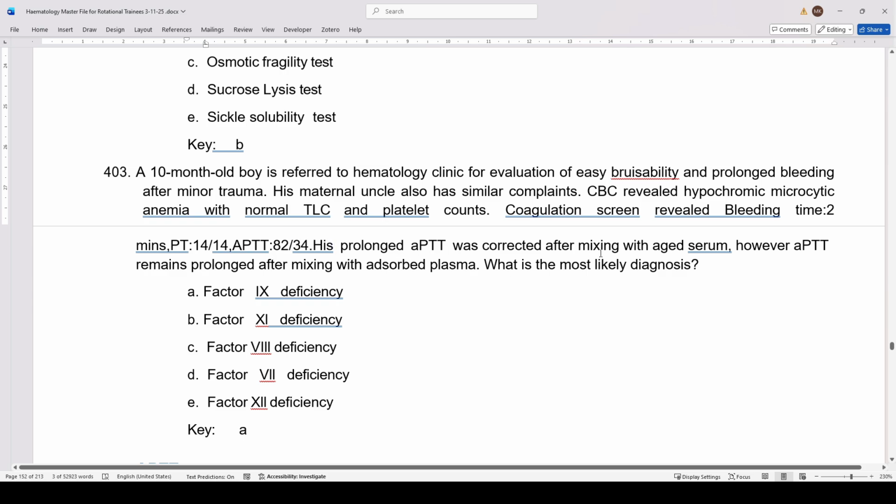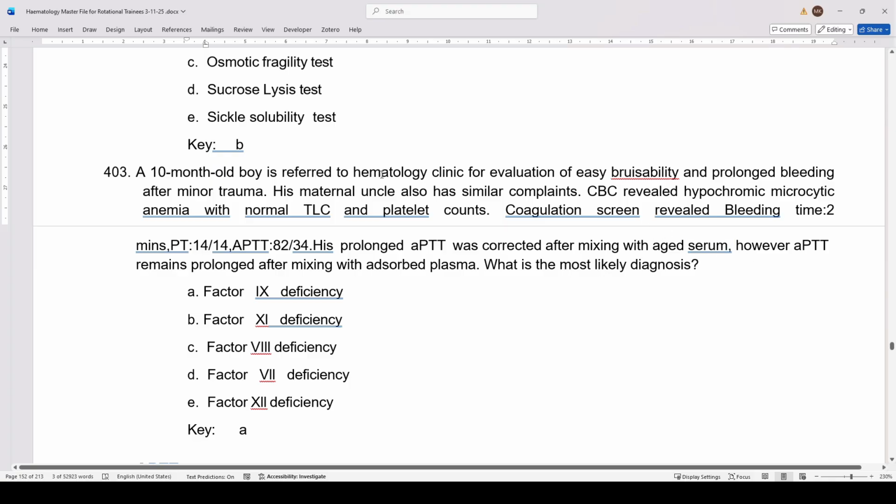His prolonged APTT was corrected after mixing with the aged serum. Okay, so aged serum, last time we discussed, we have aged serum, aged plasma, and adsorbed plasma. So this is corrected by aged serum. However, APTT remains prolonged after mixing with the adsorbed plasma. So adsorbed plasma contains what? Adsorbed plasma corrects factor 5, factor 8, and it also corrects fibrinogen deficiency, and it corrects 11 and 12 both. So it is not corrected by adsorbed plasma, so it is not factor 5 and factor 8, and it is also not factor 11, factor 12. So it is corrected by aged serum.